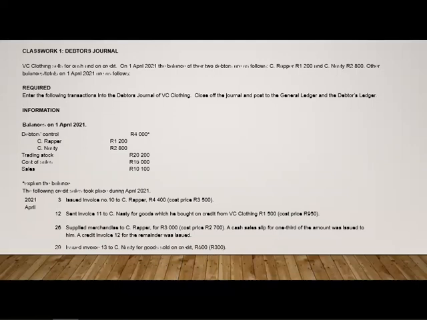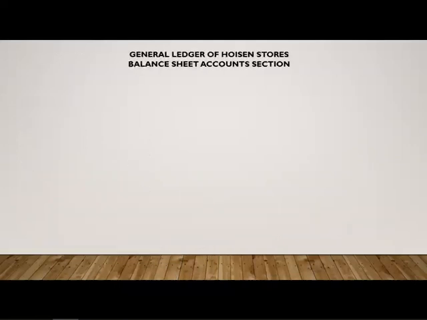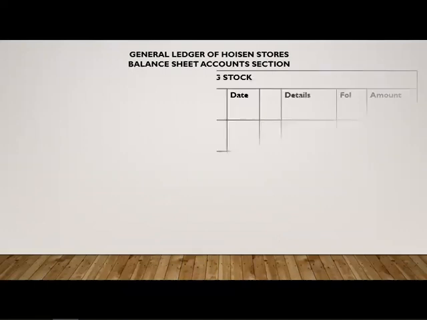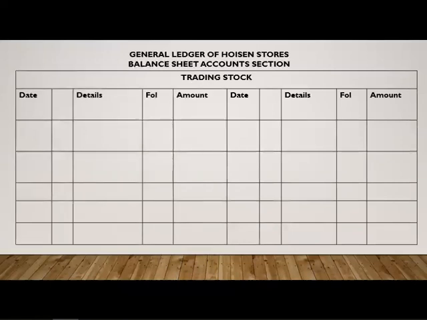What is trading stock? Trading stock is simply goods or merchandise that we buy in order to resell at a profit, in order for us to generate profit. Trading stock is an asset account. It goes up on the debit side. That is why here our balance brought down at the beginning of the year with respect to trading stock will be 20,200.